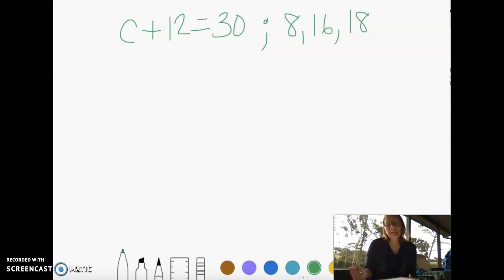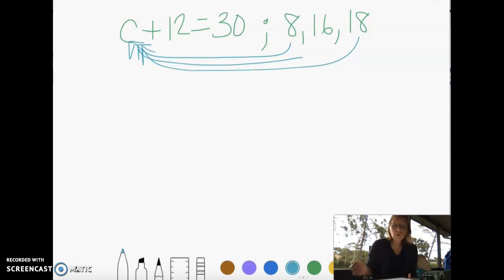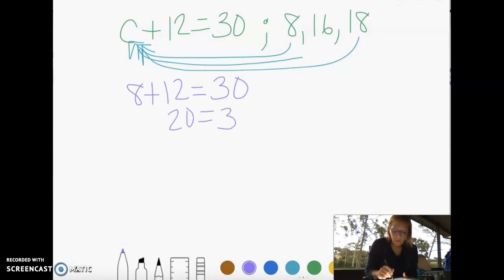That means I have to plug in each of these numbers where c is and see which one makes the equation true. To make the equation true, both sides need to balance or equal each other. So the first number I'm going to plug in is 8. 8 plus 12 equals 30. 8 plus 12 is 20. Does 20 equal 30? No. So that's not it. I'm going to cross 8 off.